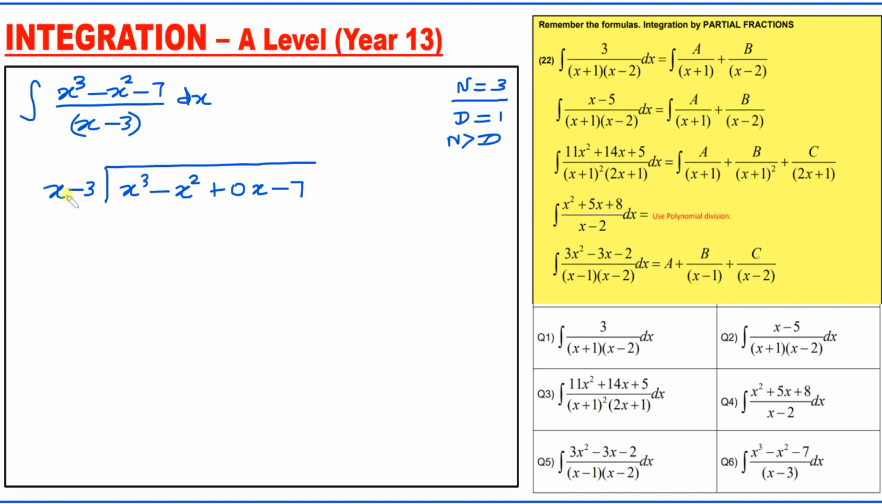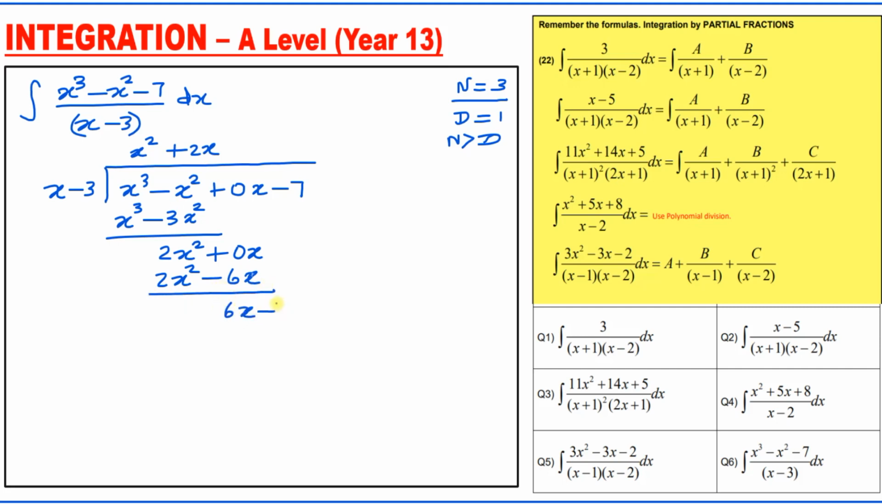Now what will happen? When you divide by x minus 3, x squared times x is x cubed minus 3x squared. Now take away one from the other, so that becomes 2x squared plus 0x. Now I'm going to write 2x here. 2x times x is 2x squared minus 6x. And now take away one from the other, so that becomes 6x minus 7.